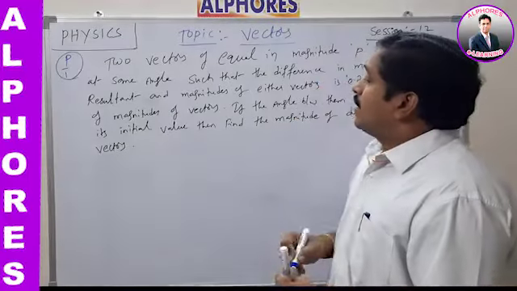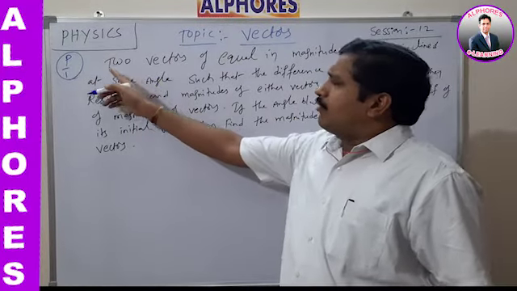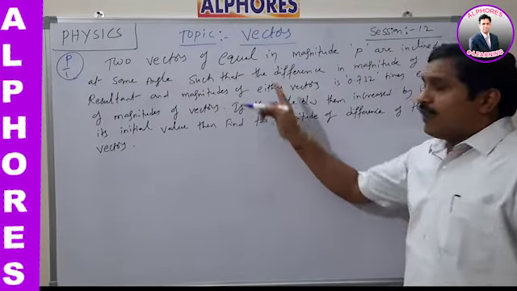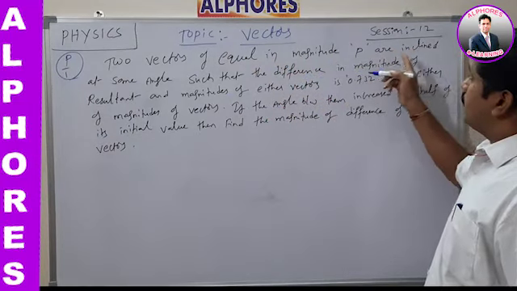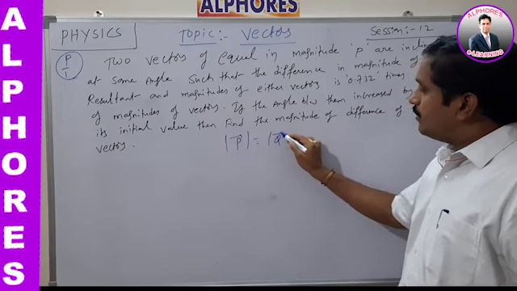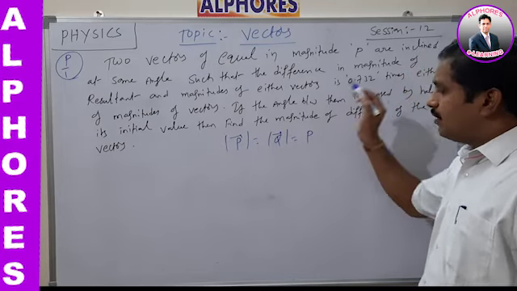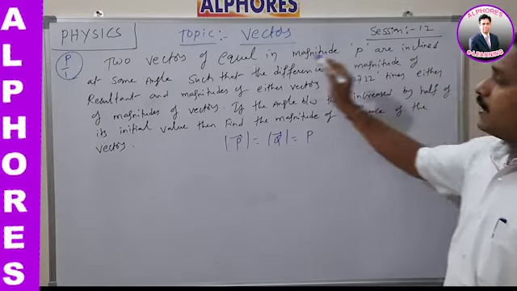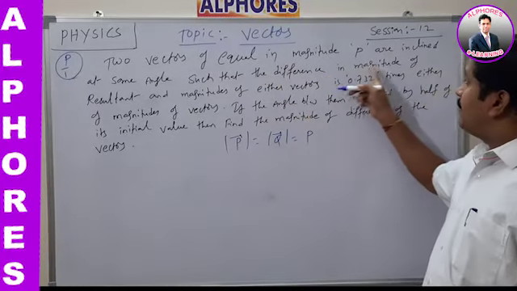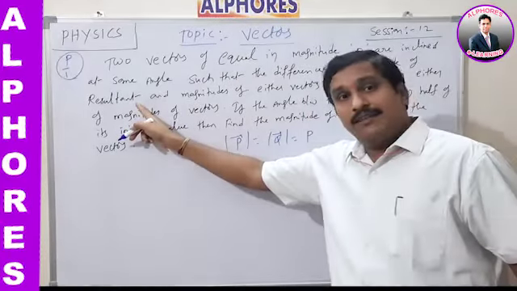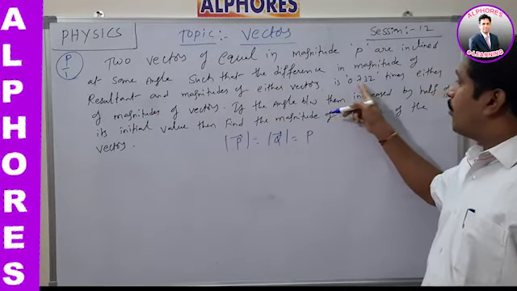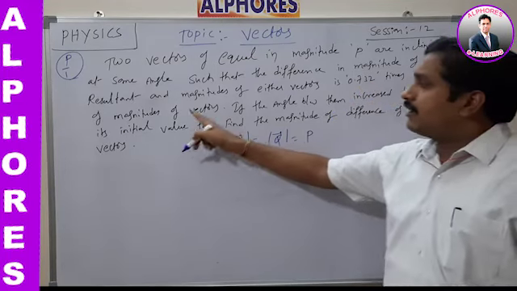Okay, listen all of you. I will give the first question. Two vectors of equal magnitude P. That means if I take P bar and Q bar, these are two vectors which have equal magnitude, equal to P, right? Now, they are inclined at some angle such that the difference in magnitude of the resultant and magnitudes of either vector is 0.732 times the magnitude of either of the two vectors.